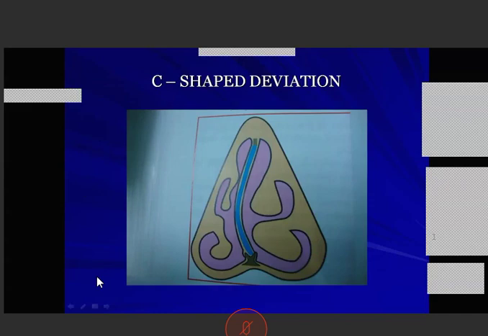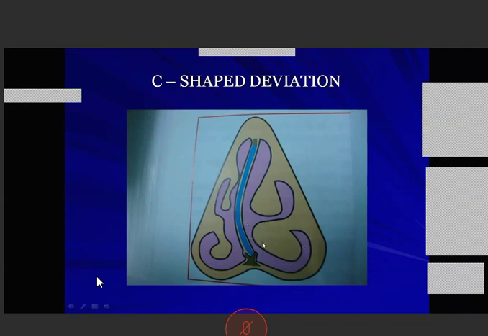So you can see this is a C-shaped deviation, where the bony and the cartilaginous parts are deviated to one side. On this side there is a deviation, and on the other side there is a compensatory hypertrophy of the inferior turbinate. To compensate for the increased space, the inferior turbinate gets hypertrophied.